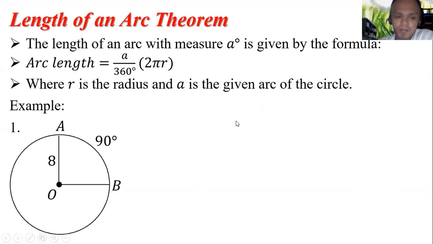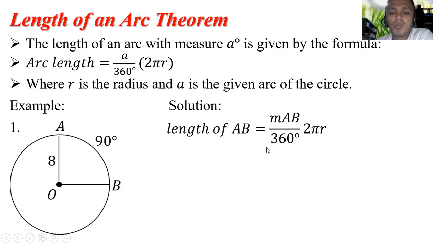Now example here, no? We have circle O here, and then central angle AOB and then arc AB. So yung radius natin dito is 8, and the degree of arc is 90 degrees from A to B. Now what is the length of arc here? To find it, now we will use this formula. Length of arc AB is equal to measure of arc AB over 360 degrees times 2 pi r.